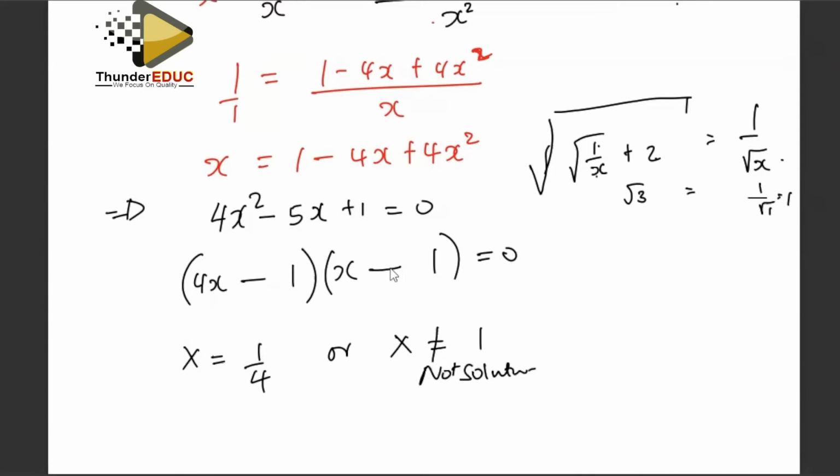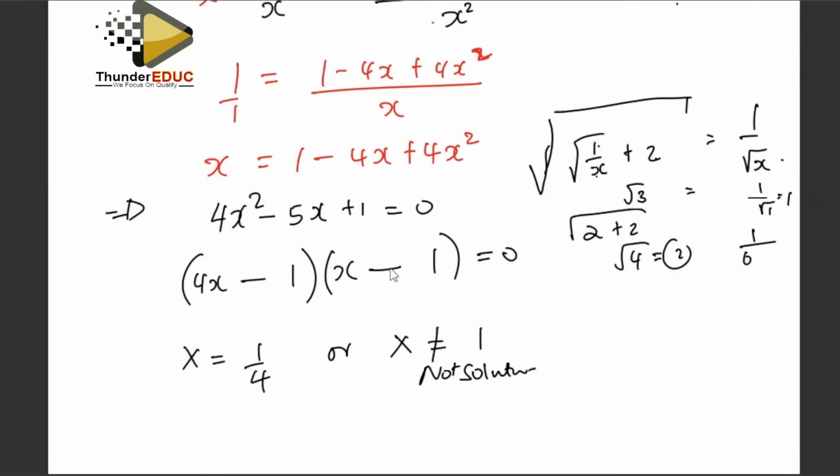Let's try with a quarter. We know that a quarter is 0.25. 1 over 0.25 gives us 4. Square root of 4 is 2. Now this 2 plus 2 gives us 4. And then the square root of 4 gives us 2. Does that make sense? Yes. Then, what is the square root of 0.25?